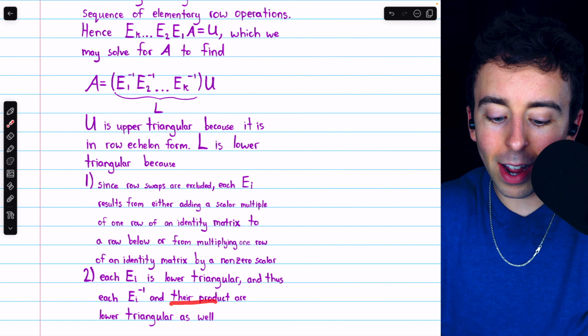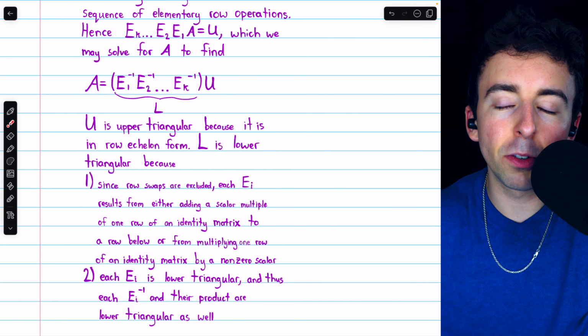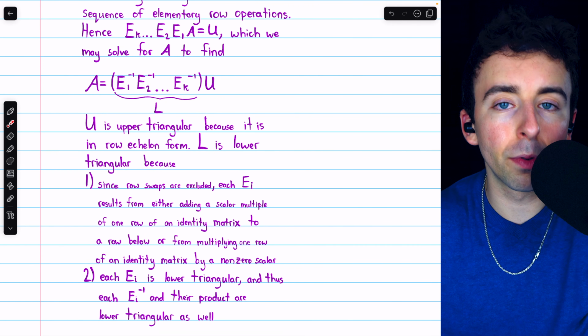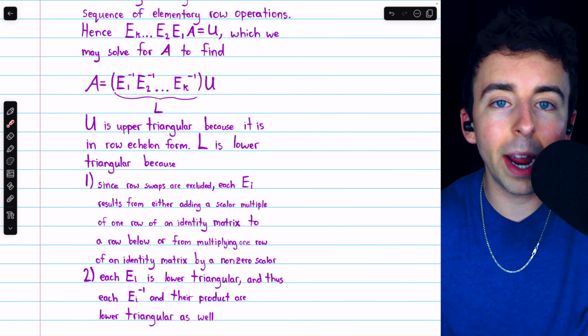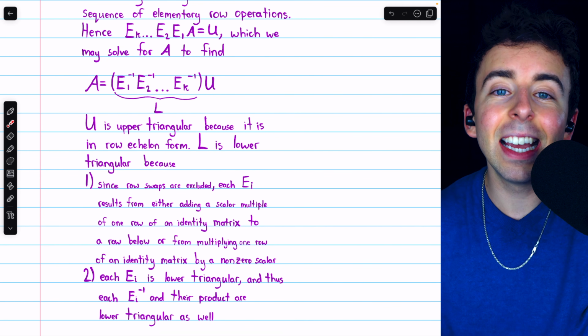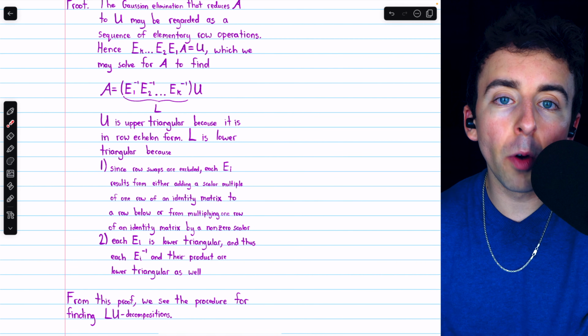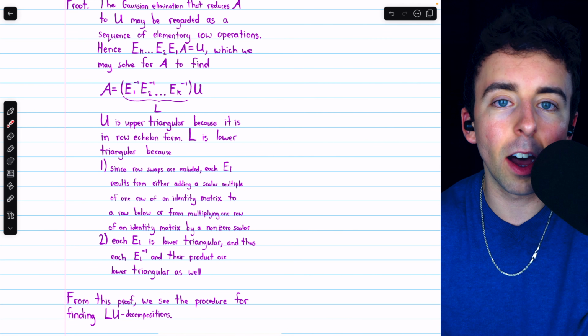And also, their products are lower triangular as well. If you multiply lower triangular matrices together, you get a lower triangular matrix. Link in the description to the video where we prove that. And so indeed, this product of inverses of lower triangular matrices, which we're calling L, is itself a lower triangular matrix. And from this proof, hopefully you can start to see the process necessary for finding an LU decomposition.